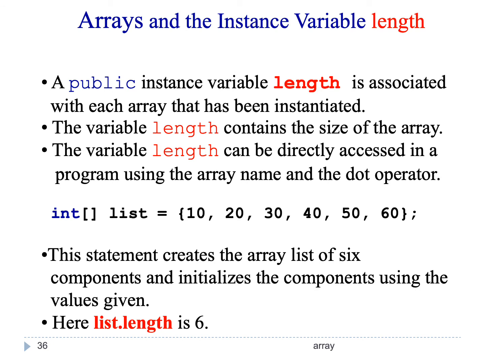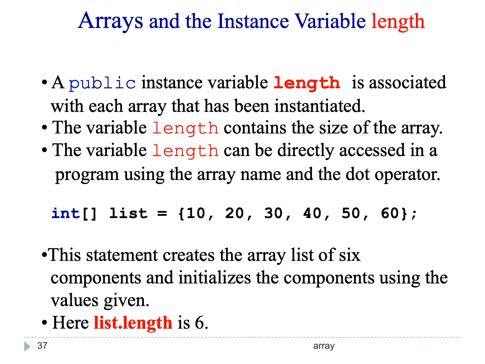For example, if we have int square bracket list equal to braces 10, 20, 30, 40, 50, and also 60. This statement creates the array list of 6 components, which is for index 0 until 5, and then initialize the components using the values given within the braces.